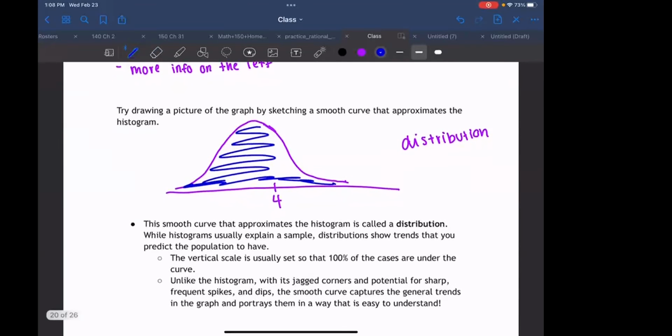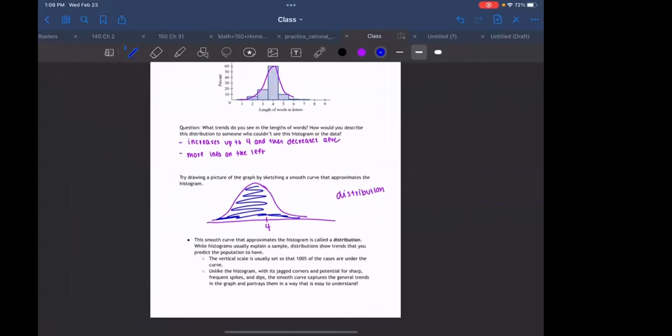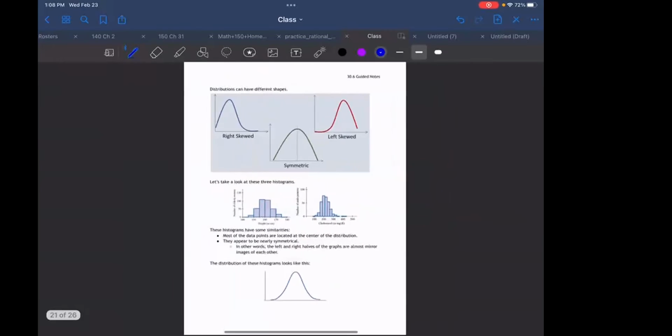And this curve just shows general trends in the graph, makes it really easy to understand what's going on in a really simple way. Any questions on what a distribution is or how we estimate a graph if we were given a histogram? All right. Let's flip to the next page.